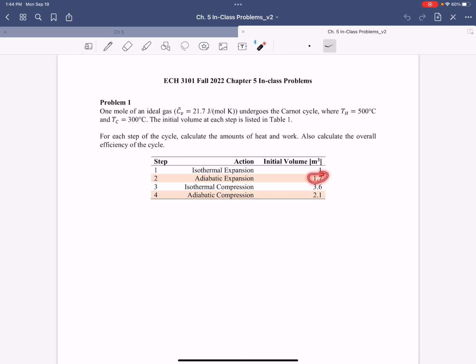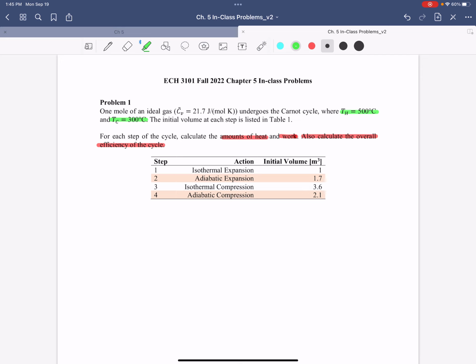Okay? And so for this step, what we want to do is calculate the amounts of heat and work during each of the steps. And then we also want to calculate the overall efficiency of this cycle. Once again, the temperature of the hot reservoir is 500 degrees Celsius, and the temperature of the cold reservoir is 300 degrees Celsius.